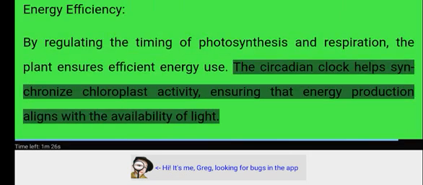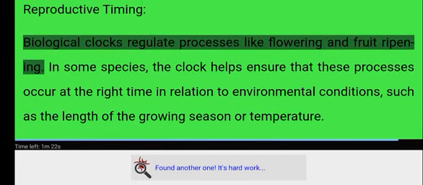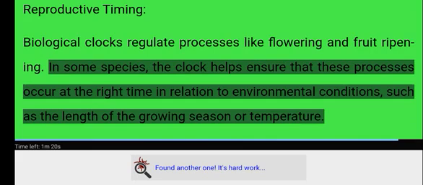By regulating the timing of photosynthesis and respiration, the plant ensures efficient energy use. The circadian clock helps synchronize chloroplast activity, ensuring that energy production aligns with the availability of light. Reproductive timing. Biological clocks regulate processes like flowering and fruit ripening. In some species, the clock helps ensure that these processes occur at the right time in relation to environmental conditions, such as the length of the growing season or temperature.